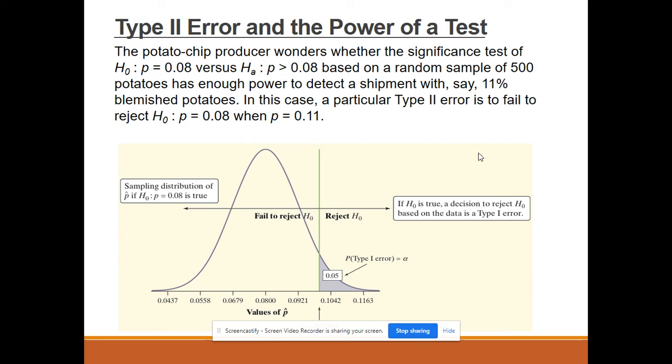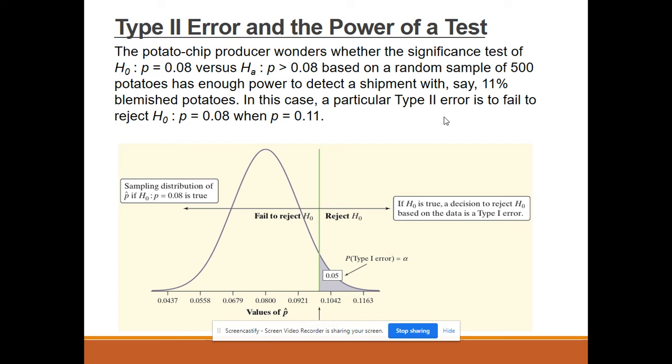Let's wonder, does the test have a high enough power to detect a shipment with 11% blemished potatoes? So what I'm saying is, let's say in reality the real proportion of blemished potatoes was 11%. Before, we were saying it was maybe around 8%. We want to see if it's going to be significantly more than 8%. So in this case, a type 2 error is going to be failing to reject the null when the proportion is 8%, that's what we're looking at.